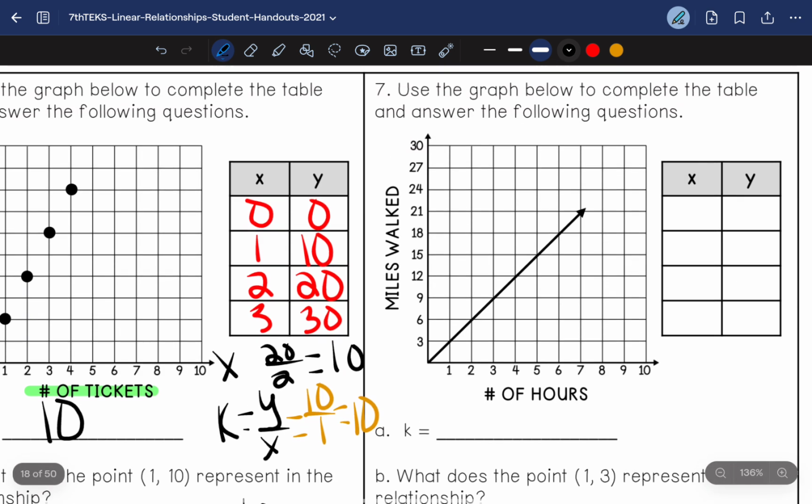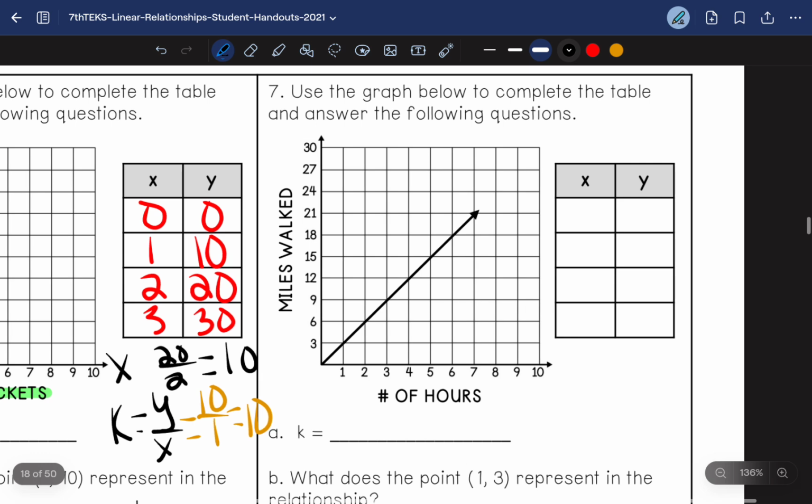All right, let's take a look at number 7. It says use the graph below to complete the table and answer the following questions. So again, we need to pick some coordinates. I'm going to start with this one right here in the corner, which is 0, 0.